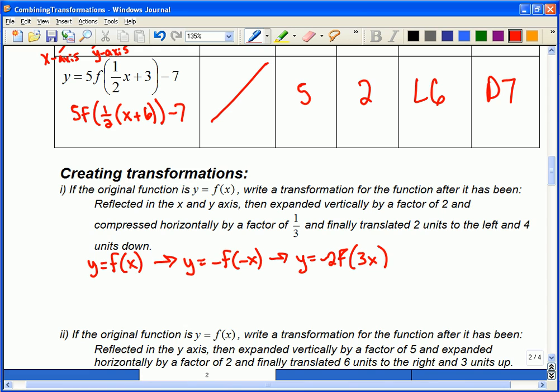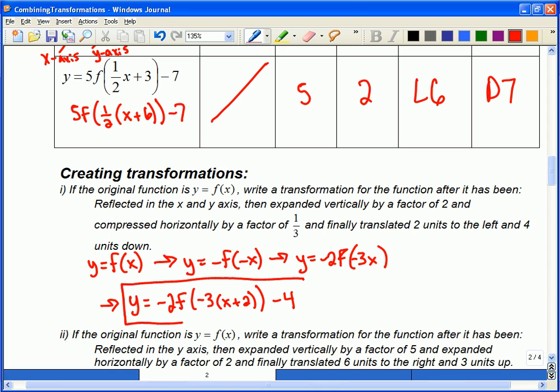And then it says I've got to move it left by 2 units. Oh, I forgot the negative, thank you. I was just testing you. And x plus 2, that moved it to the left 2, and 4 units down. Okay, so this is the graph of the translated function.